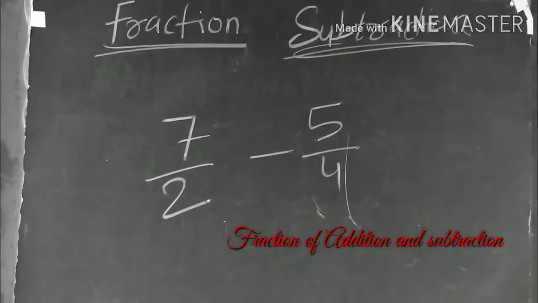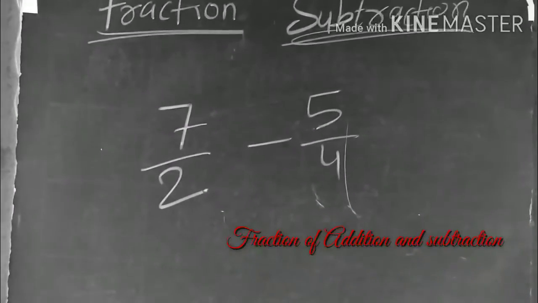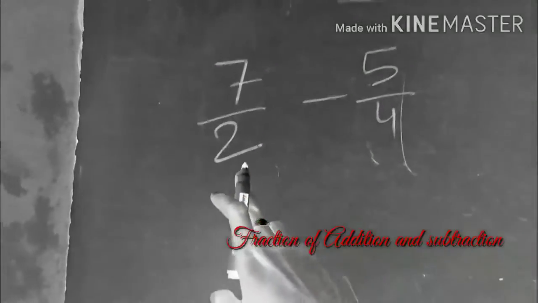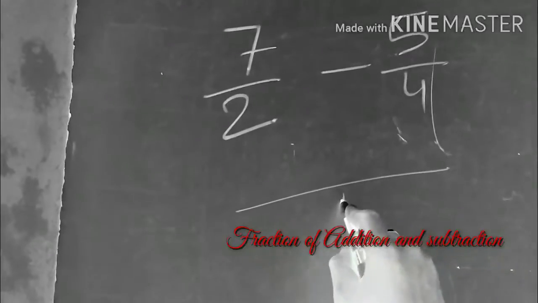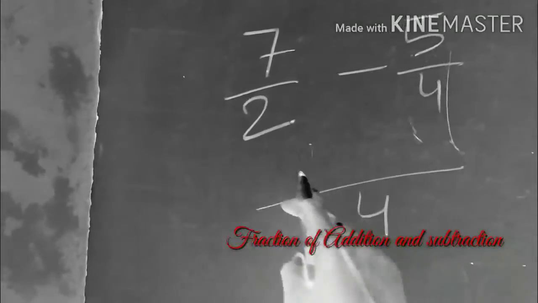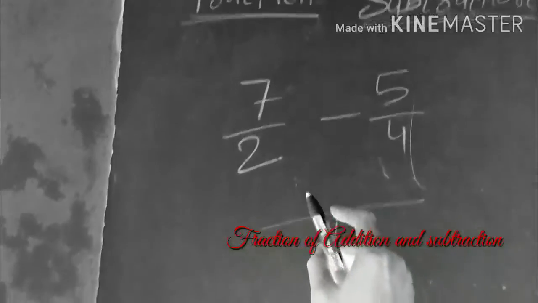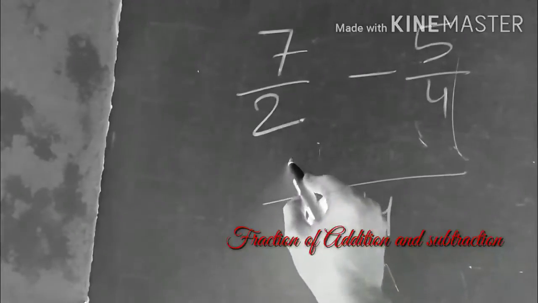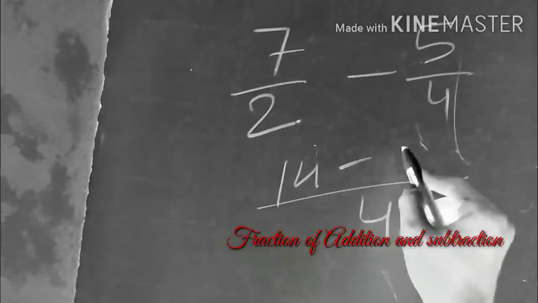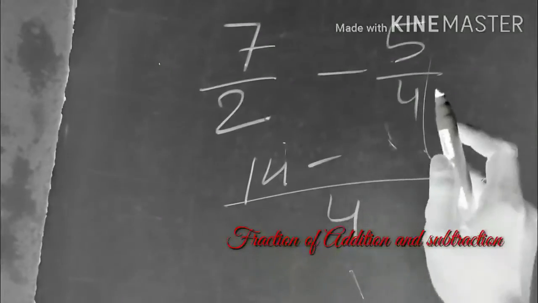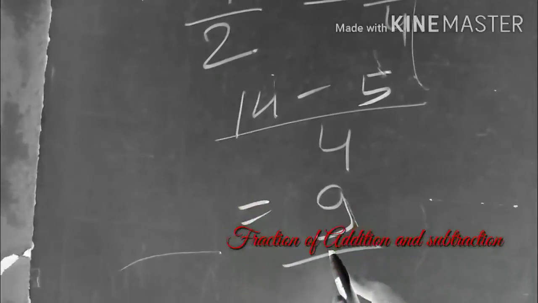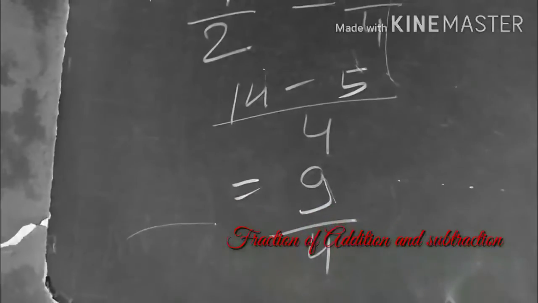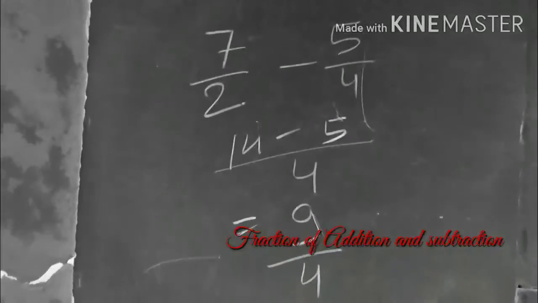This is our second question. 7 by 2 minus 5 by 4. What do I have to do? We take 2 and 4, the LCM. How much will come? 4. 2 divided by 4, 2. And 2 multiplied by 7. How much? 14. Minus and minus. 4 divided by 4, 1. 1 multiplied by 5, 5. So 14 minus 5 is 9 divided by 4. The 9 by 4 is the required answer.